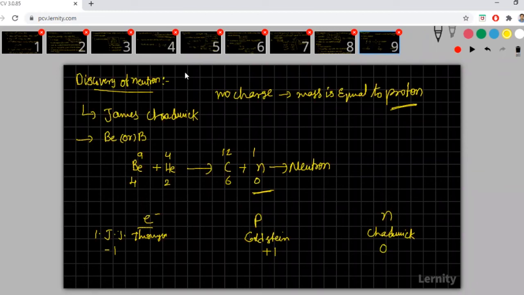Understood clearly? And important: the name electron was given by the scientist G.J. Stoney, S-T-O-N-E-Y. The name proton was suggested by Rutherford. For the neutron name, nothing is there. So these are the main points regarding electron, proton and neutron.